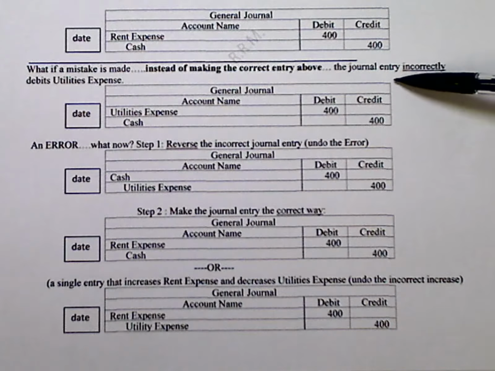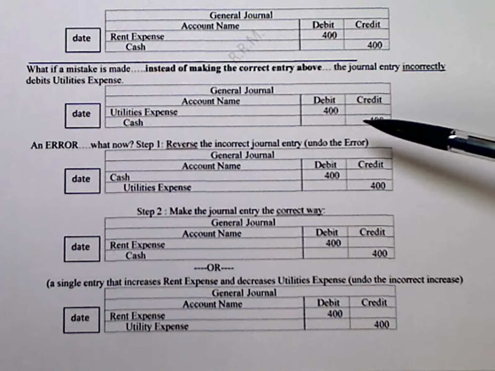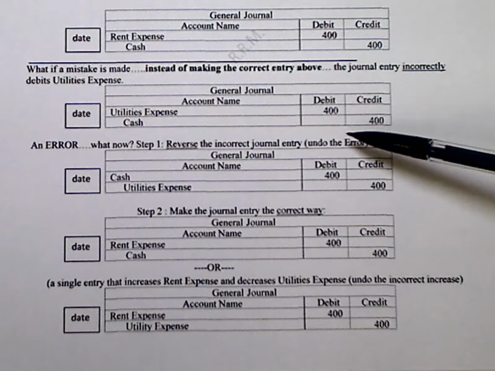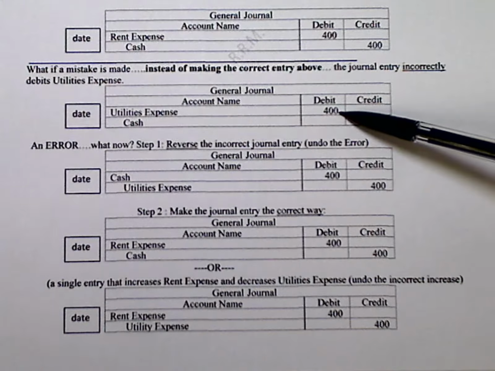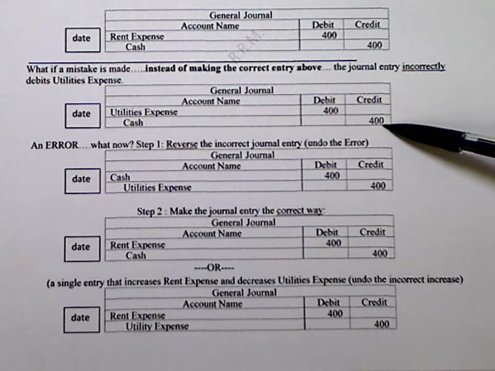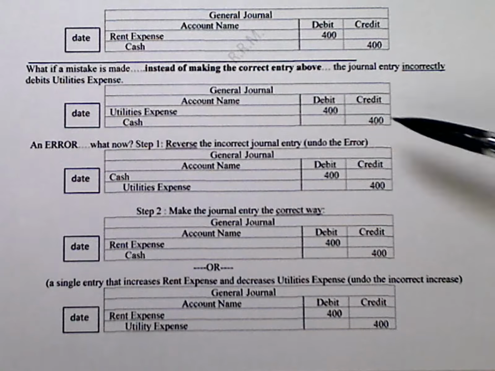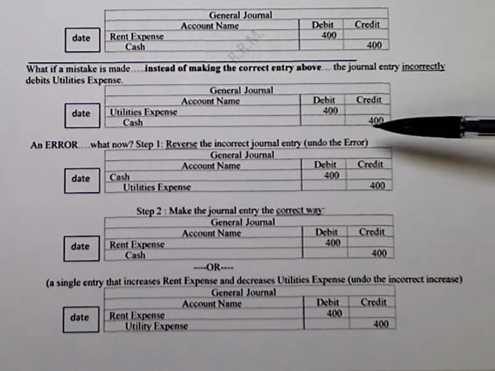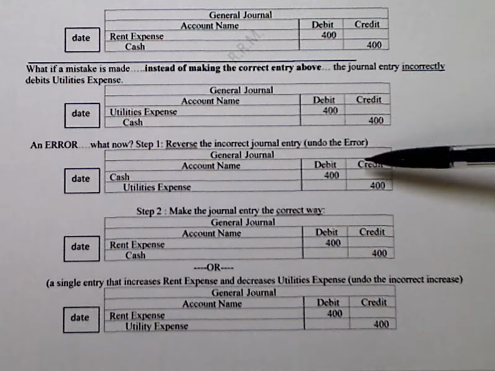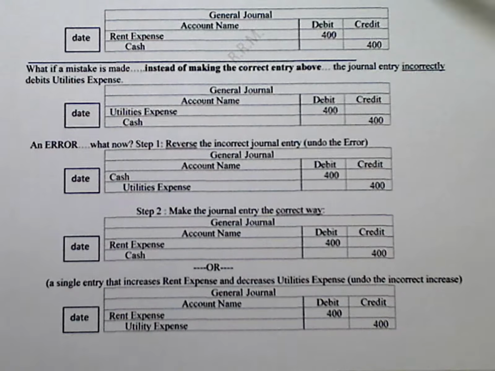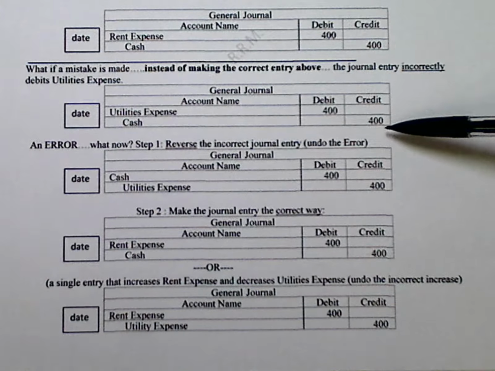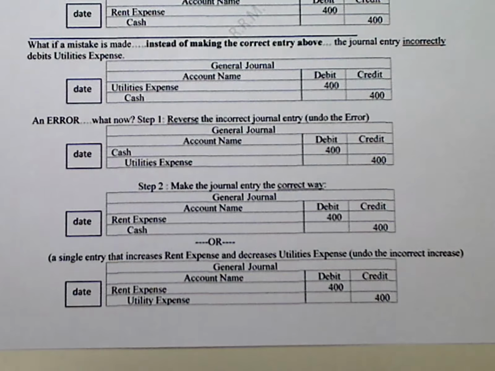But let's just say the phone rang or some other distraction and the accountant made an incorrect journal entry. The accountant inadvertently debited utilities expense instead of rent expense, but credited cash correctly. You see the transaction balances. If that were left unchecked and uncorrected, well, it wouldn't cause a problem up in an adjusted trial balance because it's still balanced at 400 and 400. But what has to happen is, and the best way to think of it is you've got to undo the mistake.